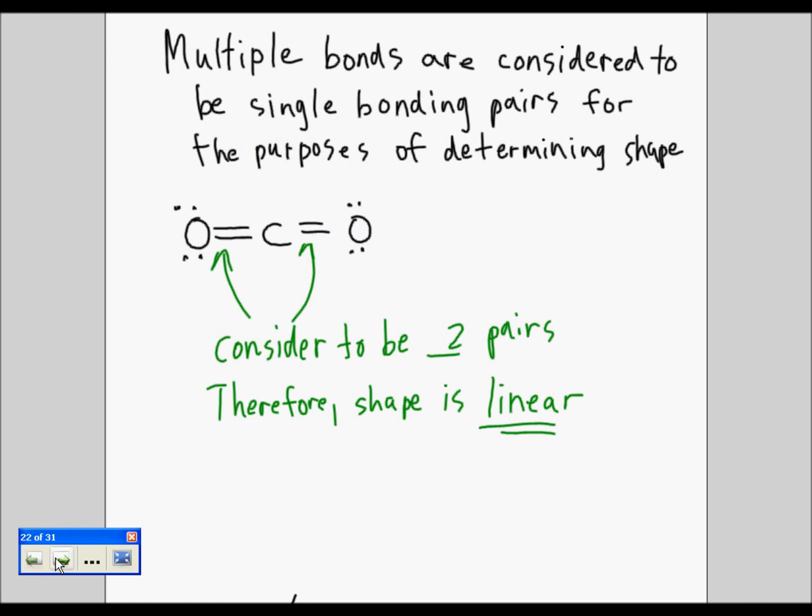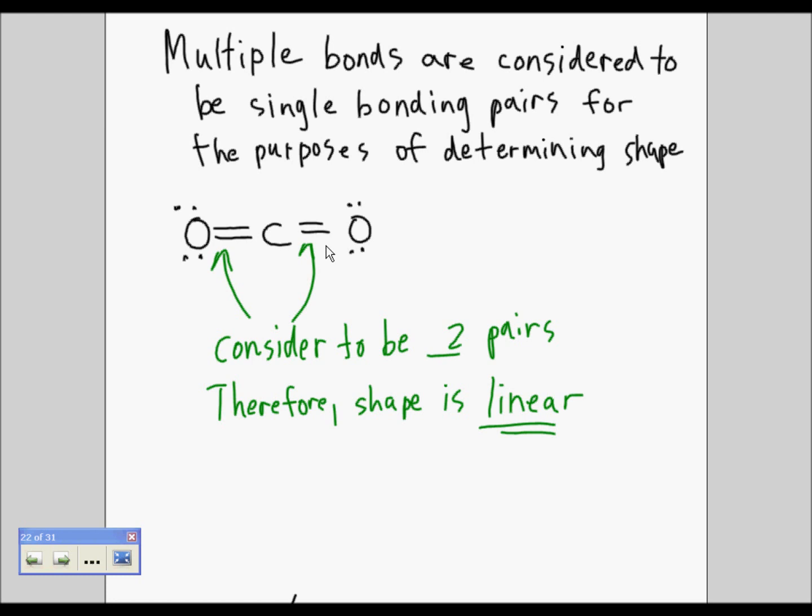If you have a structure where there are multiple bonds, like double or triple bonds, for the purposes of shape, consider them to be singles. So if we look at carbon dioxide, CO2, which has this Lewis structure, you see there are two double bonds. You would look at the carbon and say, well, carbon's got 4 pairs around it. Well, the double bonds are one bond. Even though it's a double bond, it's considered to be one bond for the purposes of shape.